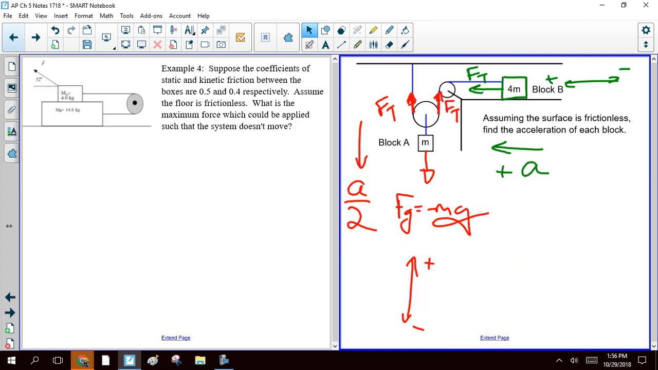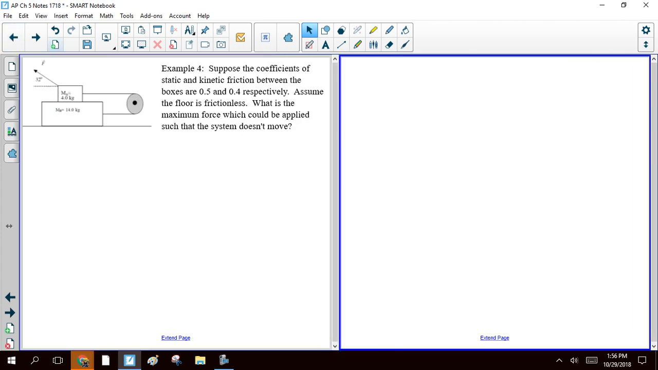All right, finally, let's go back and get this last example here. So it says, suppose the coefficients of static and kinetic friction between the boxes are 0.5 and 0.4 respectively. Assume the floor is frictionless. What's the maximum force which could be applied such that the system doesn't move? So if you can't see it, let me embiggen this.